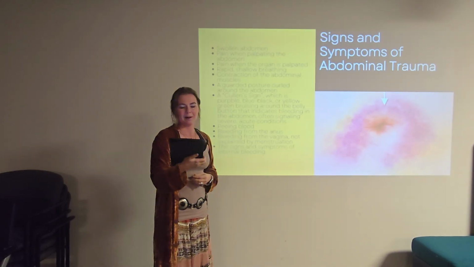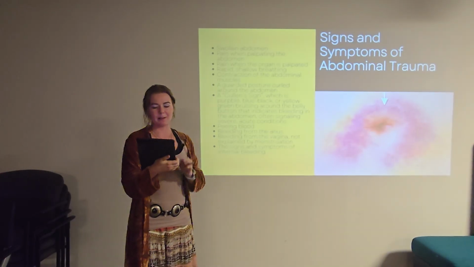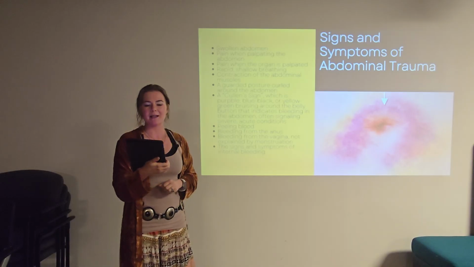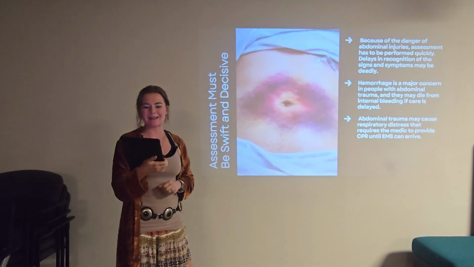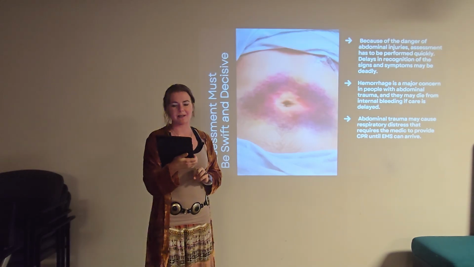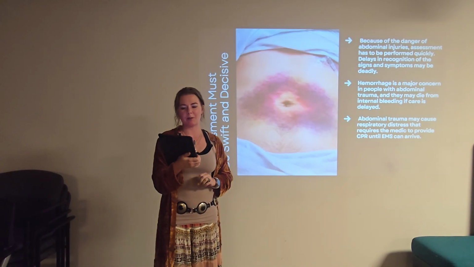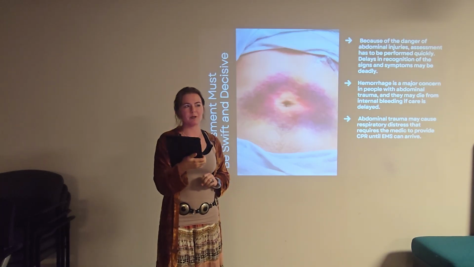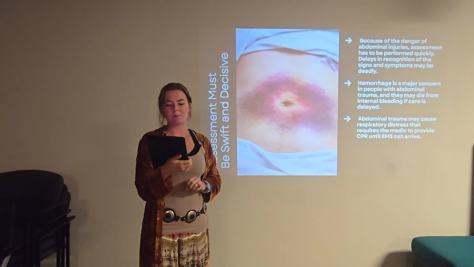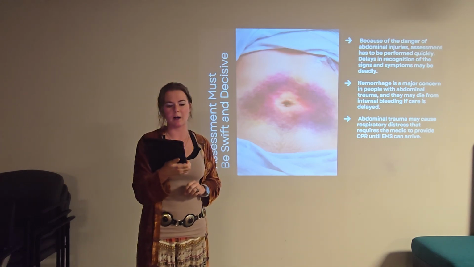Peeing blood, bleeding from the anus, bleeding from the vagina that is not adequately explained by menstruation, the signs and symptoms of internal bleeding. Because of the danger of abdominal injuries, assessment has to be performed very quickly. Delays in recognition of the signs and symptoms may be deadly. Hemorrhage is a major concern in people with abdominal trauma, and they may die from internal bleeding if care is delayed. Abdominal trauma may cause respiratory distress that requires the medic to provide CPR until EMS can arrive.